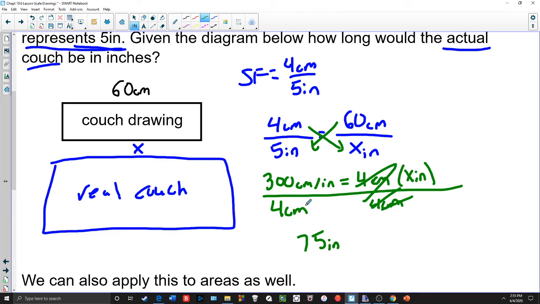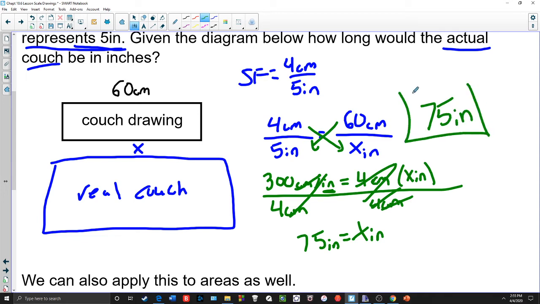And centimeters just cancel out. And so all I'm left with is inches. So this goes from being centimeter inches to just inches. Something called dimensional analysis if you want to look it up. And that's going to be equal to x inches. So now I know that x is equal to 75. So the actual couch would be 75 inches total if it was 60 centimeters in the drawing.